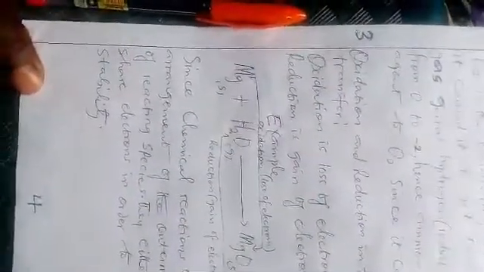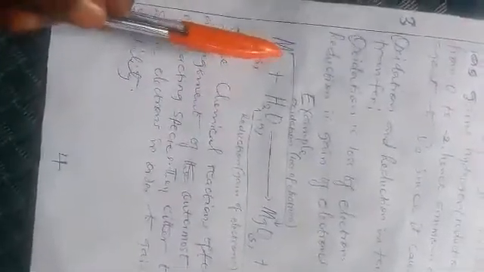Oxidation is loss of electrons, while reduction is gain of electrons. Look at the example. We have magnesium metal and water molecule to form magnesium oxide and hydrogen gas. From this equation, the oxidation state of magnesium here is 0, and coming to this magnesium oxide, magnesium will lose its 2 electrons to oxygen, so that the oxidation state of magnesium will be +2.